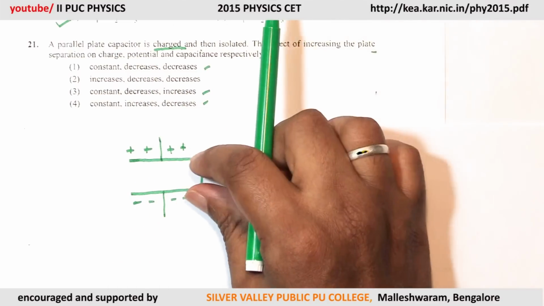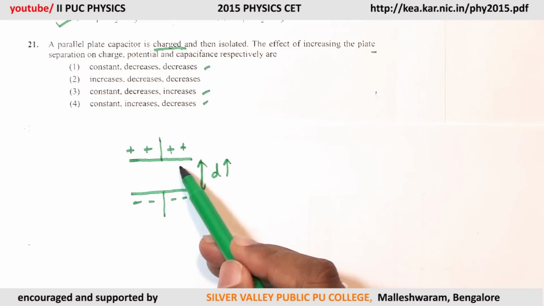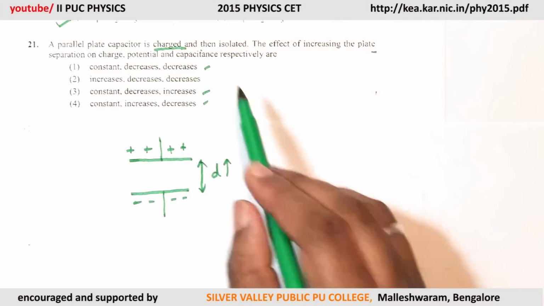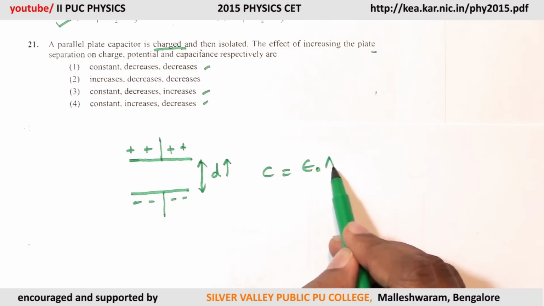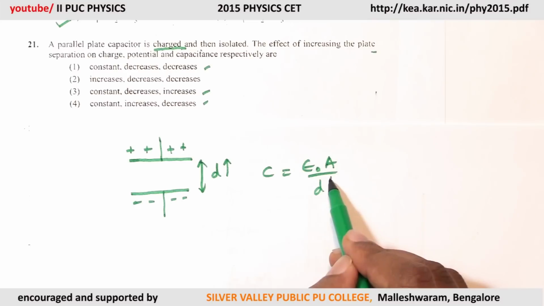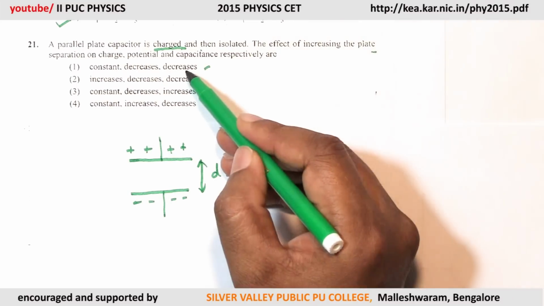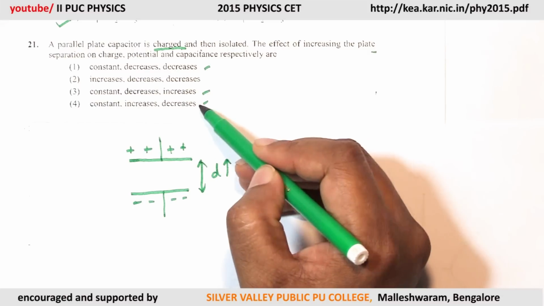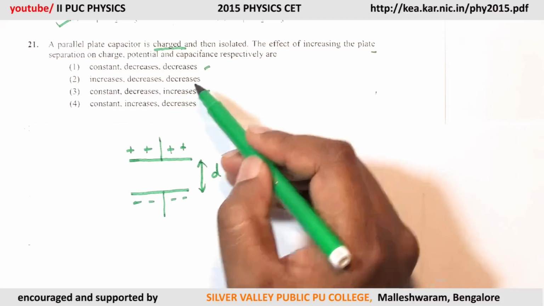Potential. If the distance between these two increases, the effect of one on the other decreases, and capacitance also decreases. Capacitance equals epsilon naught A by D. With the increase in distance, capacitance decreases. So this cannot be the answer. We have to decide between these two.